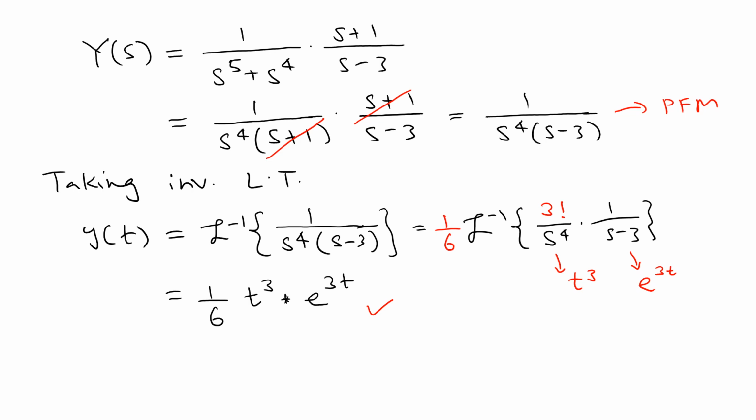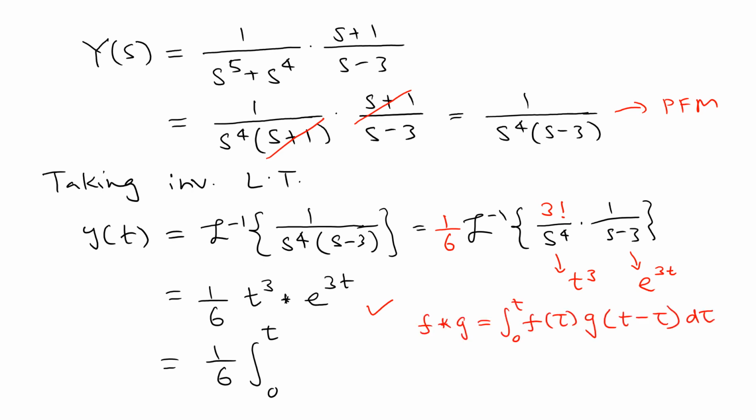We normally don't leave the answer like that. What we do next is try to evaluate the convolution. So we're going to use the definition. By the definition of the convolution, we can write this as 1 over 6 times the integral from 0 to t. And we do special tricks here, because convolution is defined as f star g equals the integral from 0 to t of f(tau) g(t minus tau) d tau.